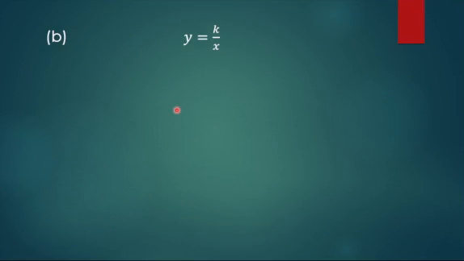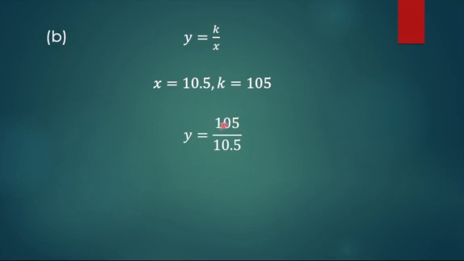Before we solve question B, we need to quote this equation so that it will remind us of what we need to do. So we want to go ahead now. Since x is given to us as 10.5 and k, we already found that to be 105, then we can go ahead and substitute to find y. And so y is equal to 105 over 10.5 using this equation, k over x. K is 105, x is 10.5. So that's why we have this.